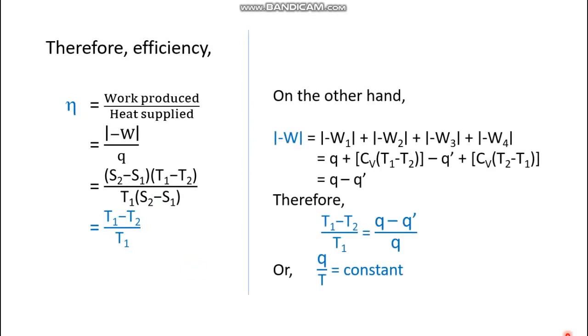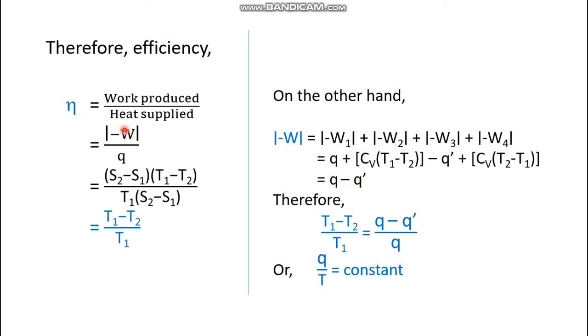On the other hand, W can also be written in terms of Q and Q prime, like W1 is Q and W3 is minus Q prime. W2 and W4 have the same magnitude with opposite signs, so W2 and W4 would be cancelled by each other, while it remains Q minus Q prime. So instead of minus W modulus, we can replace this value by Q minus Q prime.